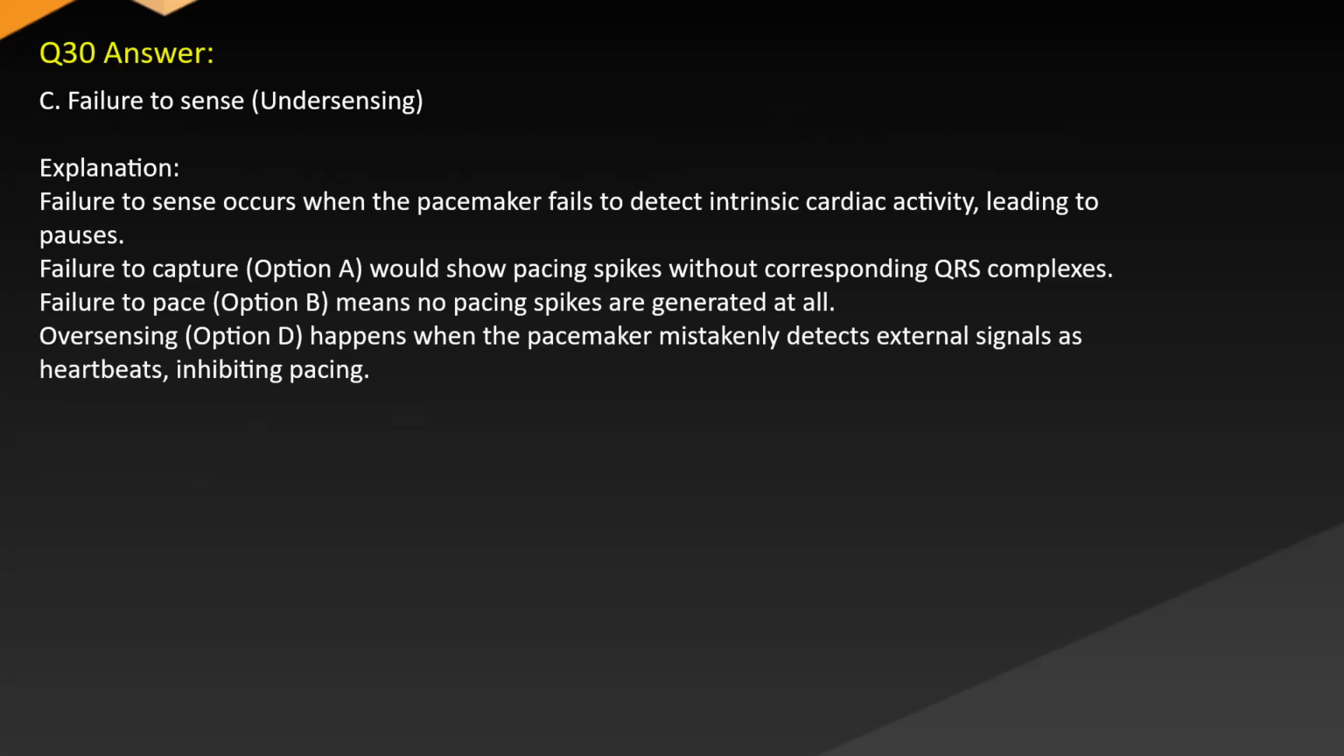Answer: C. Failure to sense, undersensing. Explanation: failure to sense occurs when the pacemaker fails to detect intrinsic cardiac activity, leading to pauses. Failure to capture, option A, would show pacing spikes without corresponding QRS complexes. Failure to pace, option B, means no pacing spikes are generated at all. Oversensing, option D, happens when the pacemaker mistakenly detects external signals as heartbeats, inhibiting pacing.